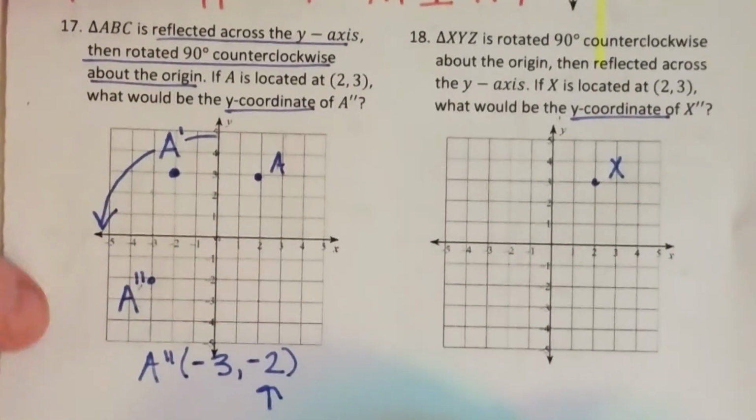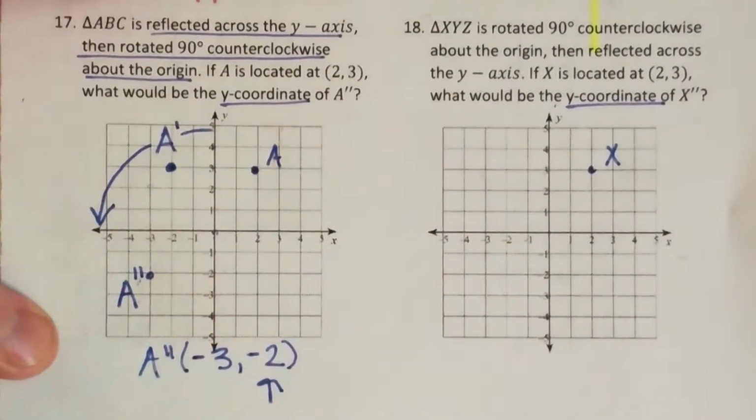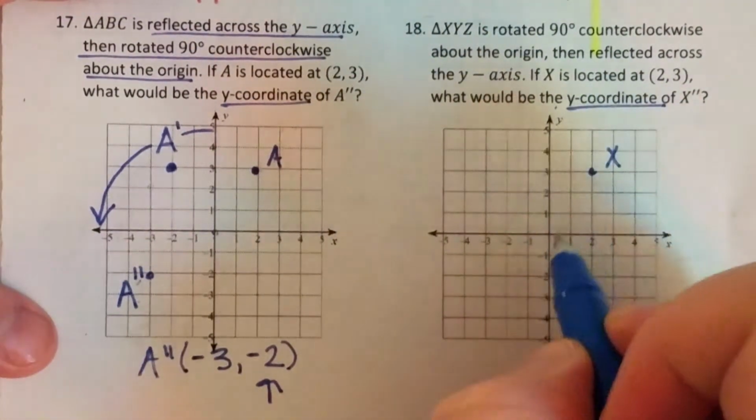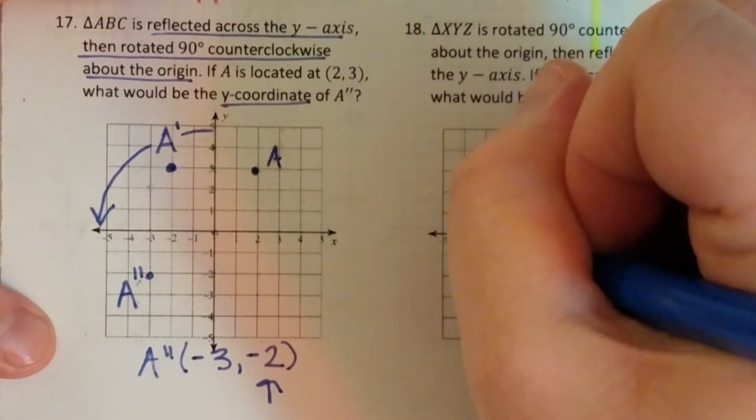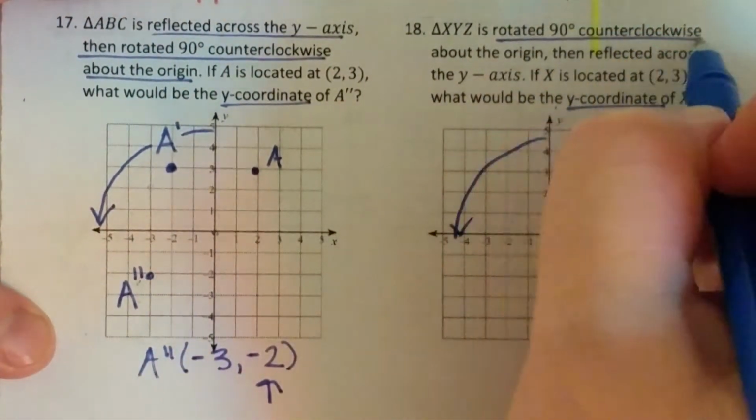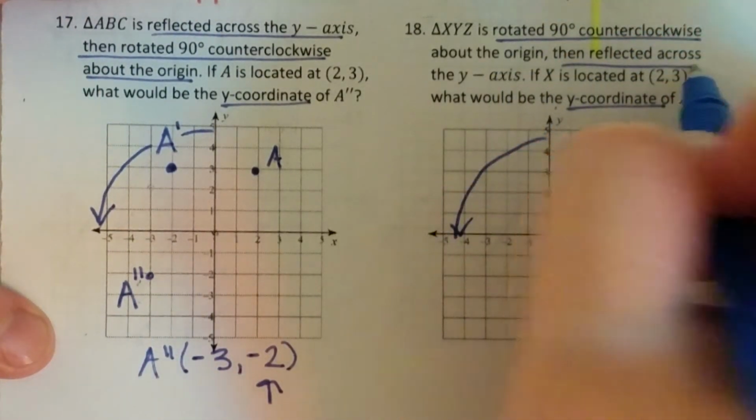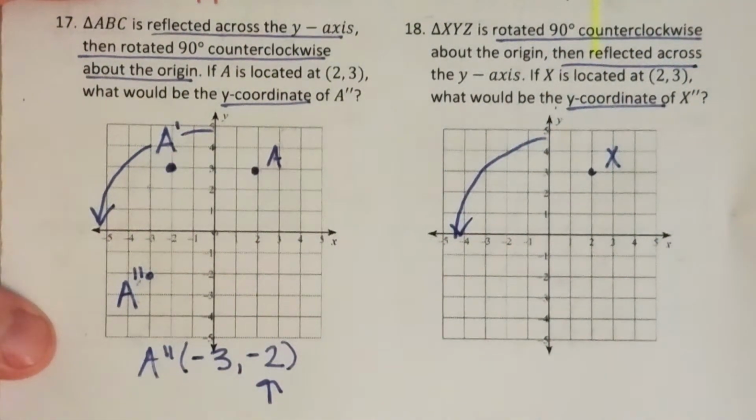Now let's go over here to number 18. Now we're going to rotate it again. We're going to rotate it first. So we're rotating first on this one because it says rotated, then reflected, right? So we're going to do it in a different order here.